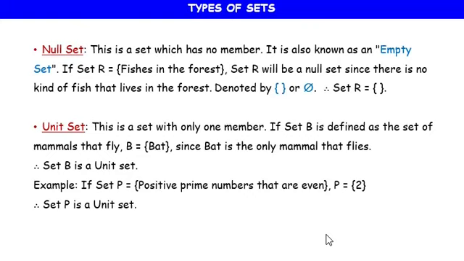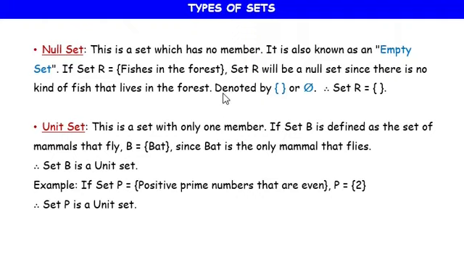Assuming I ask you to list the members of set R, and set R is simply the set of all fishes in the forest. If I ask you to give me some examples of fishes that live in the forest, you will tell me that no fish lives in the forest. So it means that set R will have no member. Set R becomes a null set, since there is no fish that lives in the forest. That is a typical example of a null set.